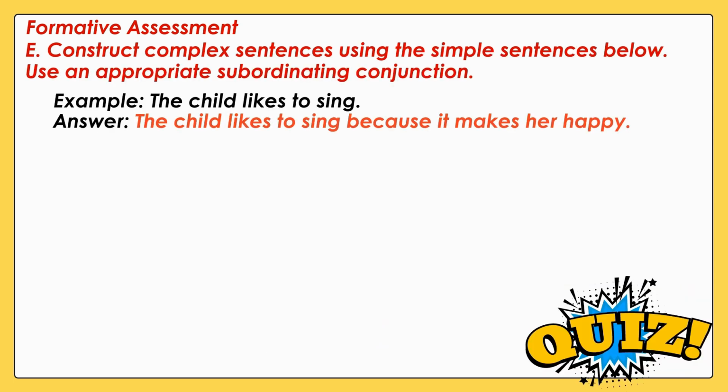Activity letter E. Construct complex sentences using the simple sentences below. Use an appropriate subordinating conjunction. Example: the child likes to sing. The answer: the child likes to sing because it makes her happy.